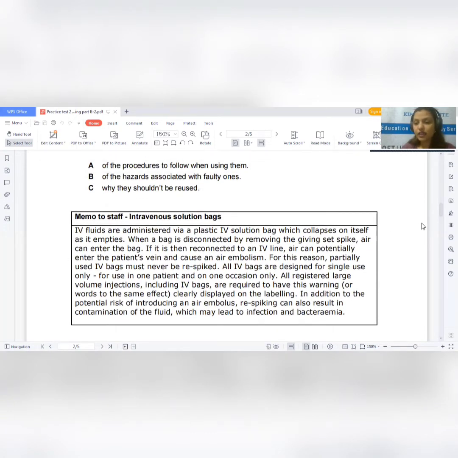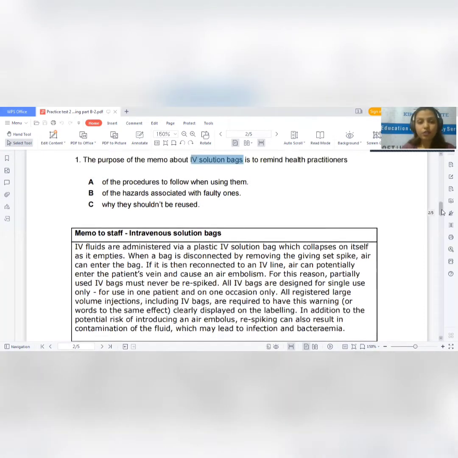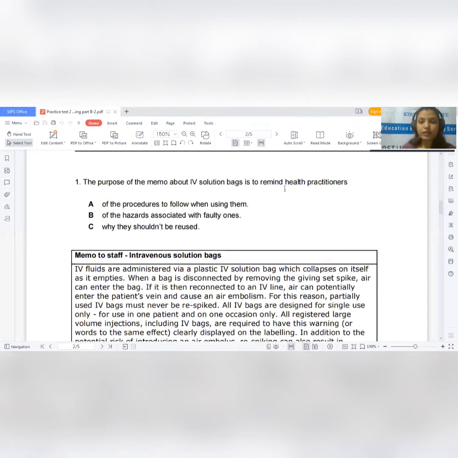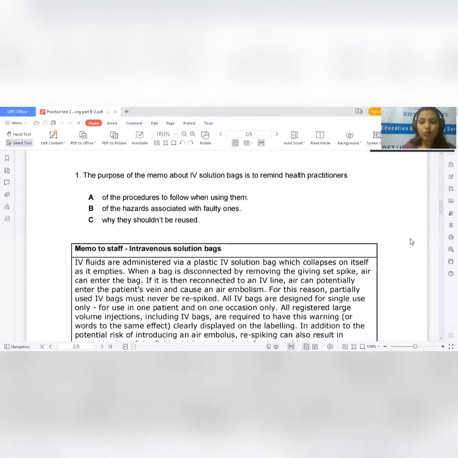If you look here, you can find the paraphrased information: to remind health practitioners. So the memo to staff, that is health practitioners, is about intravenous solution bags. Here you can see IV solution bags. So what is the purpose of giving this memo? Let us read.